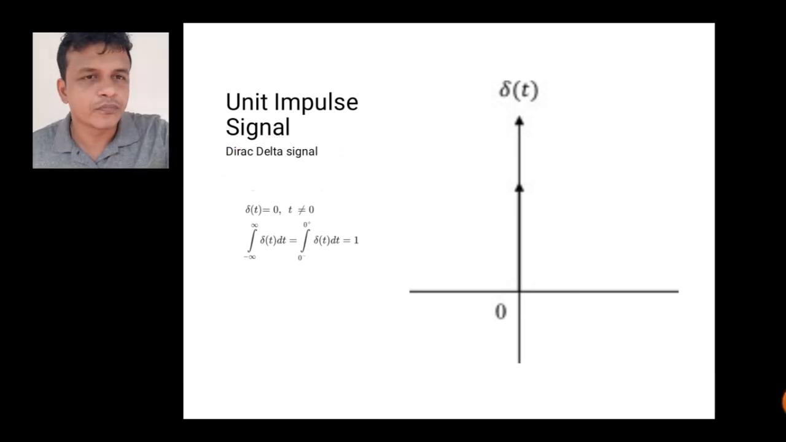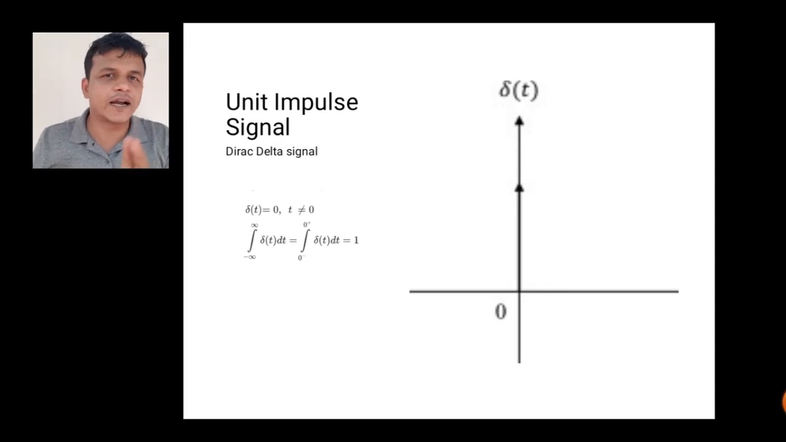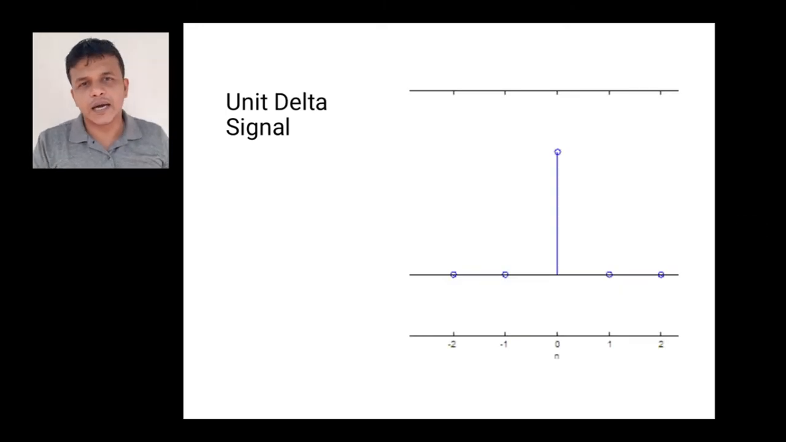Now for no other signal have I discussed the discrete part, whether it is the unit step signal, ramp signal or parabolic signal, only the continuous part is discussed, because for the discrete part the same thing is repeated. But for the unit impulse signal it is not like that. The unit impulse signal in the discrete form we call the unit delta signal, and we can apply it logically.